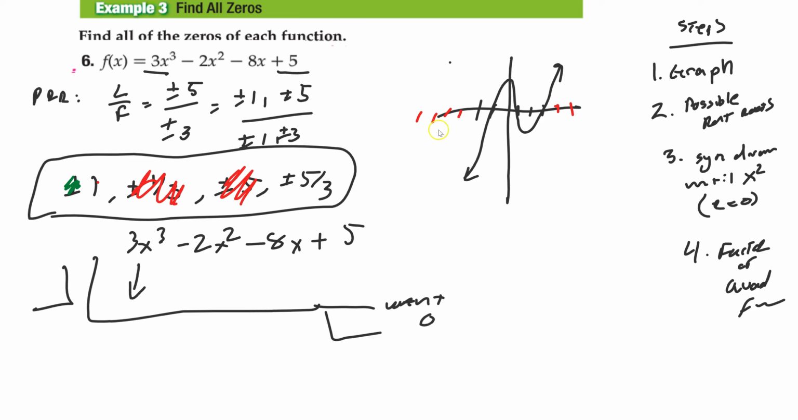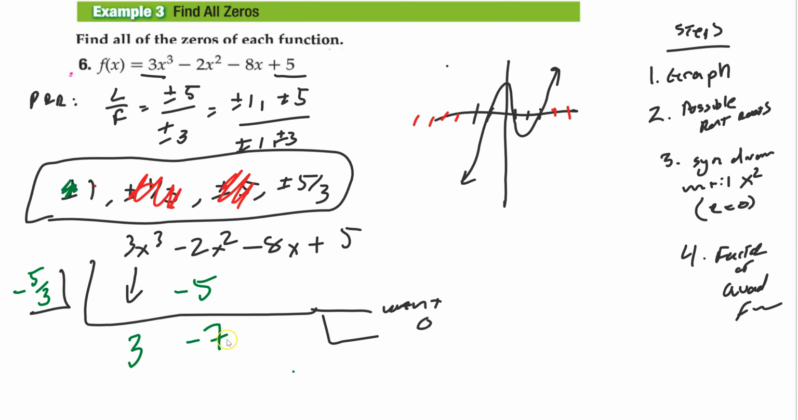Let's try -5/3. Bring the 3 down. Multiply, 3's cancel. I get -5. Add, -7. That's not going to work either. I can already tell, right? -7 times -5 is 25/3. I have to divide evenly. It's going to be a mess. So -5/3, also not good. I'm just not very good at guessing right now.